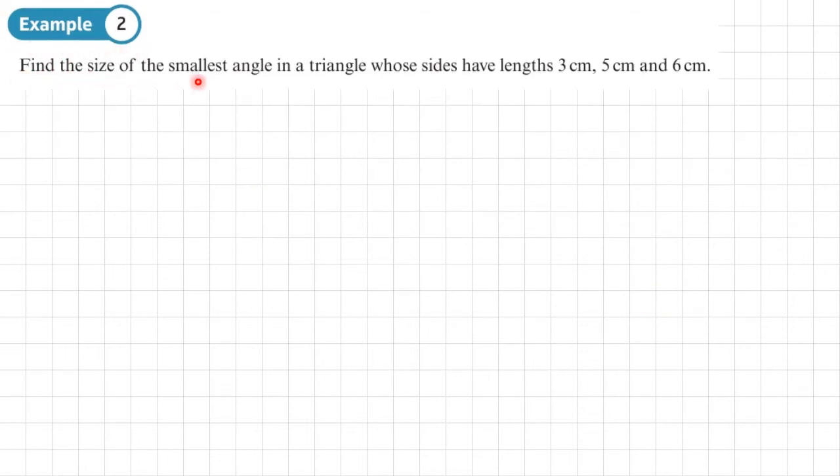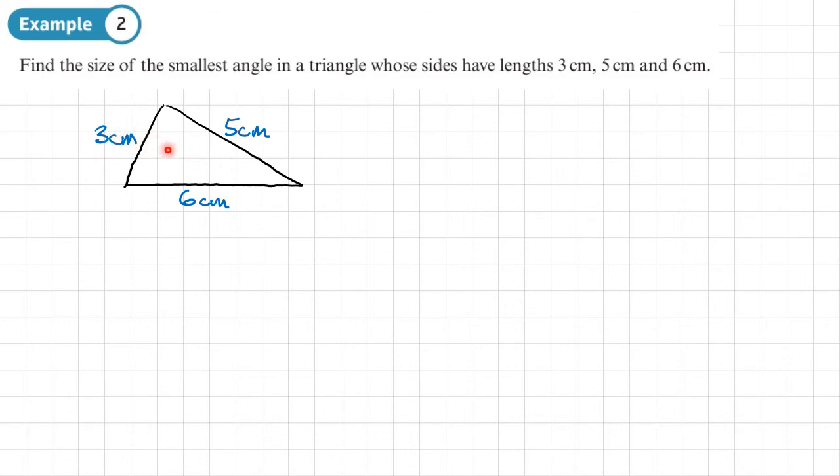Example 2, find the size of the smallest angle in a triangle whose sides have length 3, 5 and 6. So we'll start with a sketch. Again, this doesn't need to be an accurate sketch, but I will probably put the shortest side on the shortest side of my diagram. Then it looks like this one is the next shortest, and then this one here. Now I want to find the size of the smallest angle, and that's going to be opposite the shortest side. So I need to find the size of this angle here.